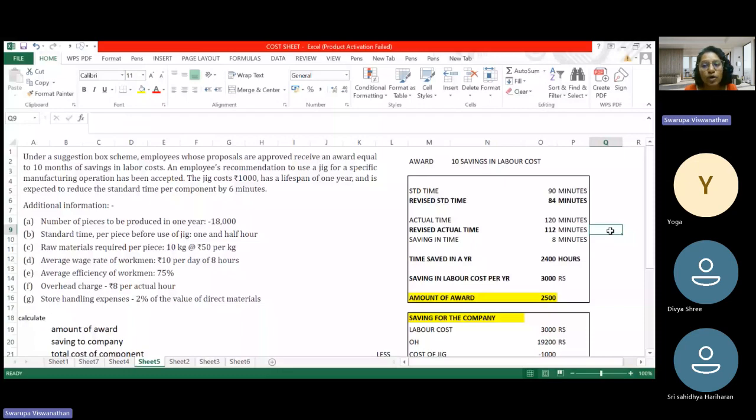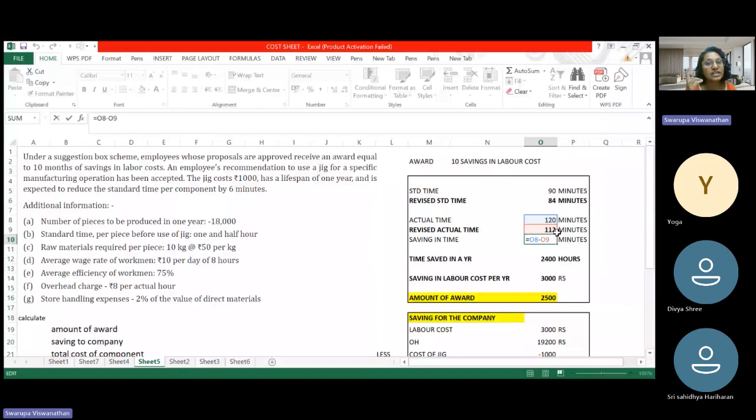After using the jig, what will be the actual time? 84 minutes is the standard time, at 75% efficiency, so 84 by 75%. So the revised actual time after using the jig is 112 minutes. So what is the actual savings in time? We are saving 120 minus 112, that is 8 minutes.